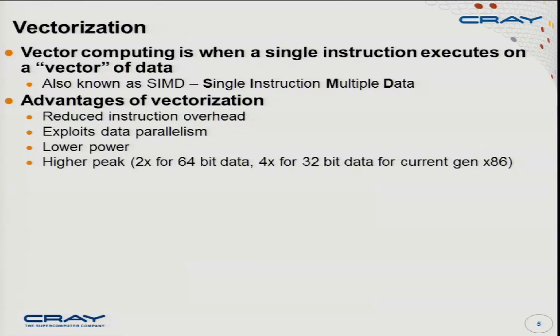And then higher peak. You know, we get 4x. Well, this was, actually, that's a little old now. You know, 4x. If you do 32-bit data, you would get 4x, and that's current gen. Actually, now it's 4x for 64-bit, 8x for 32-bit.